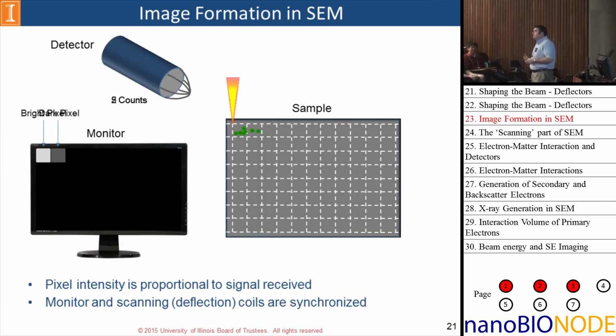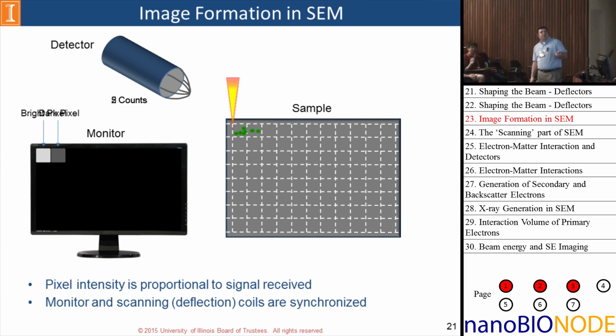Okay, so we got our electrons. They've gone through our lenses. We're focused to a nice probe. We've gotten rid of as many aberrations as we can on the system. We're keeping some of those things in mind depending on our source. How do we form an image? What does that do? So say we have our detector.